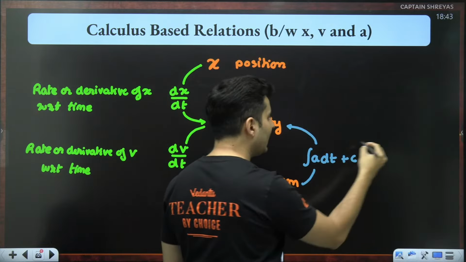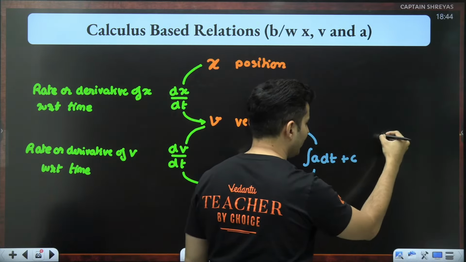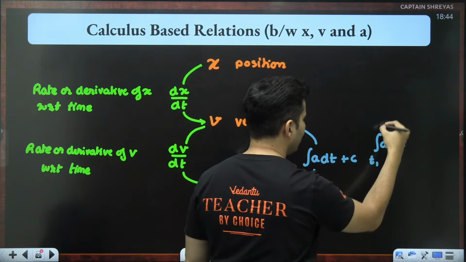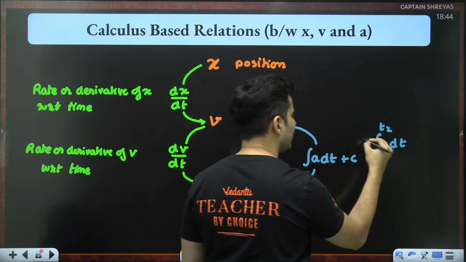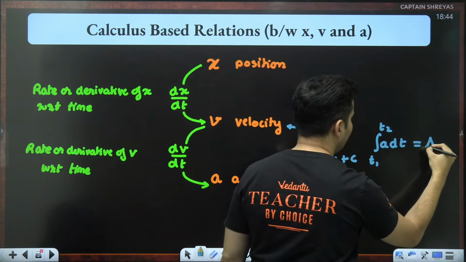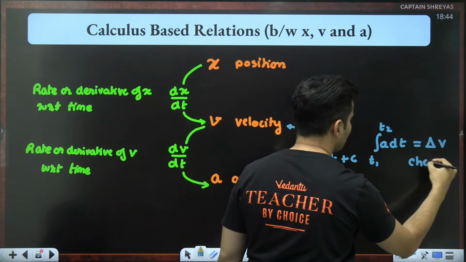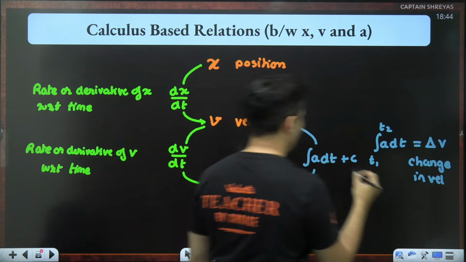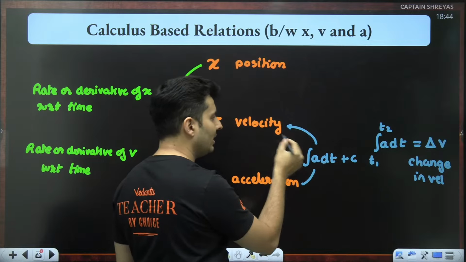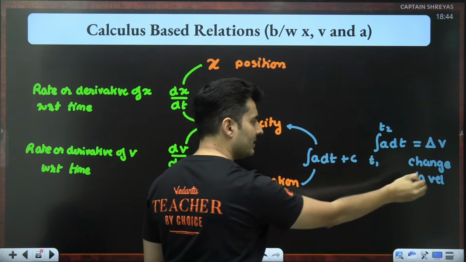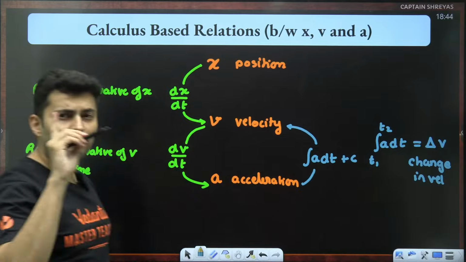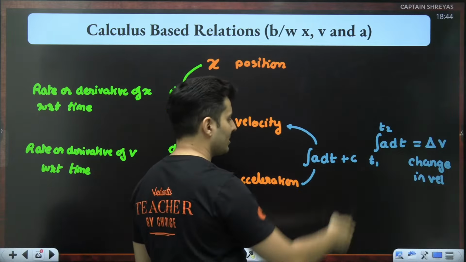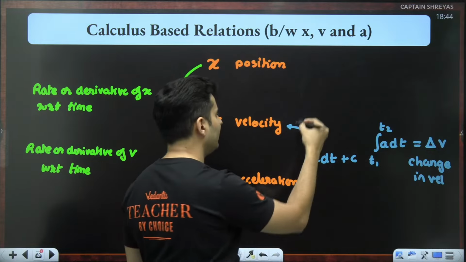But if I integrate it with limits, very, very important, acceleration with respect to time from t1 to t2, this is what gives me delta v, which is change in velocity. So if you do it indefinitely, you will get velocity. If you do it definitely with limits, you will get change in velocity. Be very careful about this. I'm warning you. This is integration, the reverse, the antiderivative.